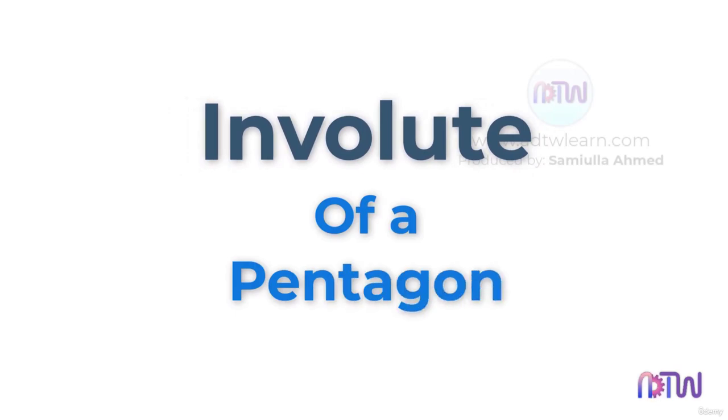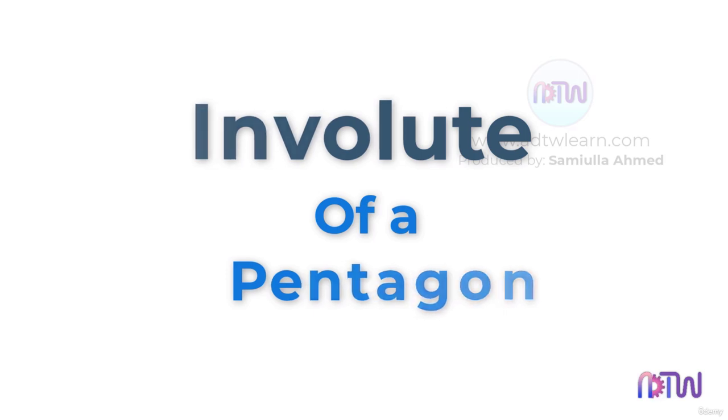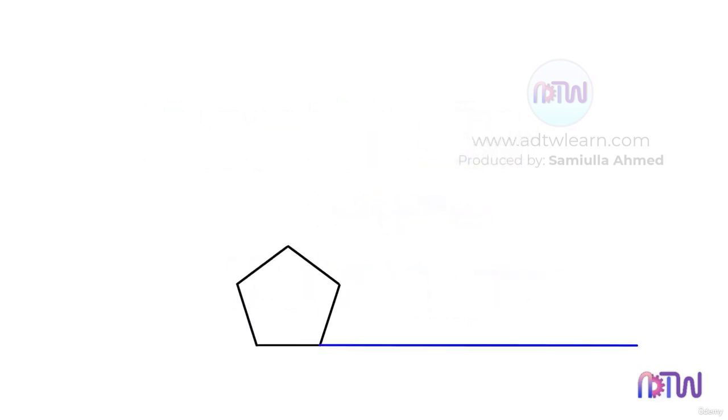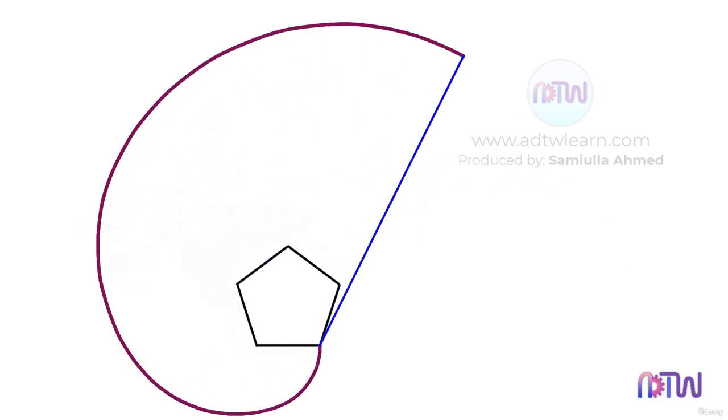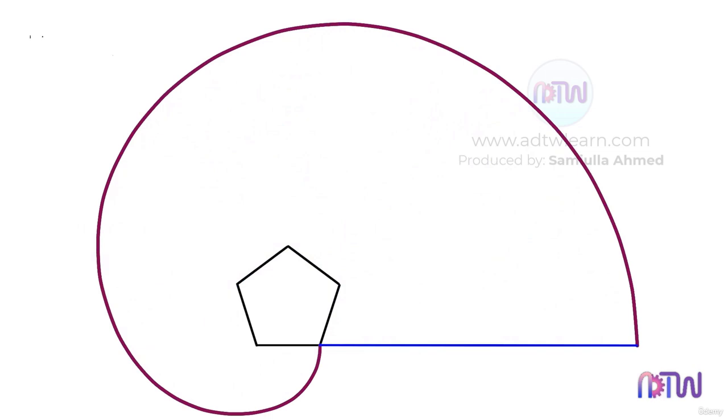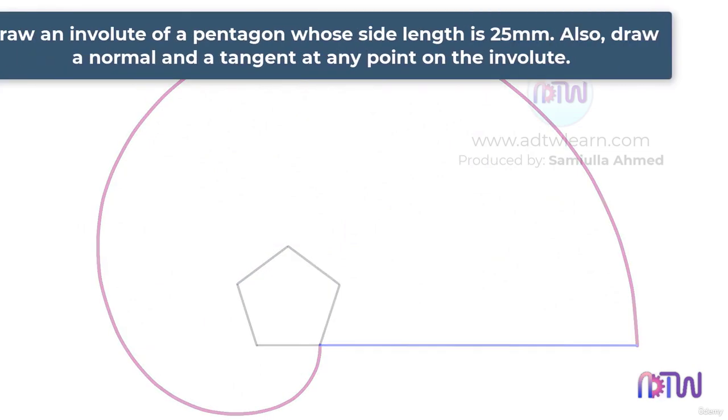Involute of a pentagon. In this video, we will learn how to draw an involute of a pentagon. Let's understand what involute of a pentagon means. Suppose there is a pentagonal shape that is wound with a rope, whose length is equal to the perimeter of the pentagon. When we unwound the rope, the path taken by the endpoint of the rope while unwounding is known as the involute.